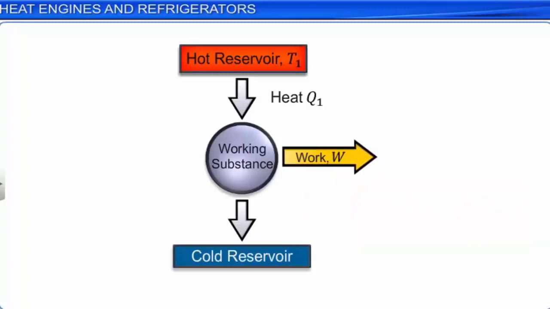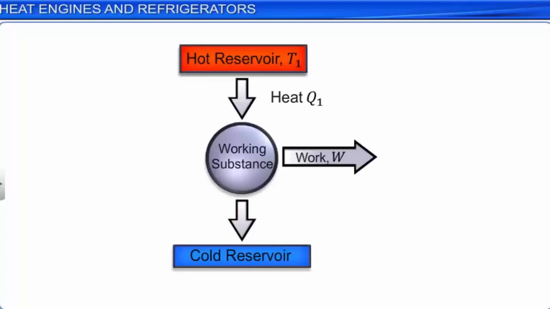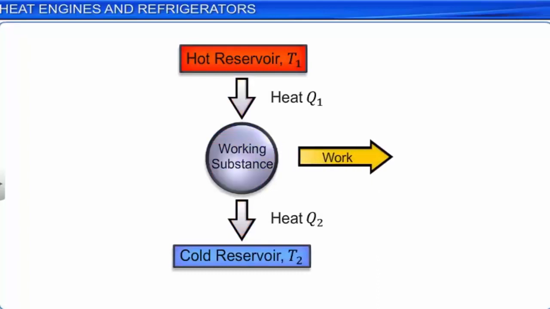At the end, the working substance rejects some heat to a cold reservoir, maintained at a low temperature, say T2. Let the heat rejected to the cold reservoir be Q2. Again, the working substance goes through the same cycle. To get the required mechanical energy, the working substance goes through the same cycle repeatedly. In a cyclic process, the initial and final states of the system are the same, and hence there will be no change in its internal energy.